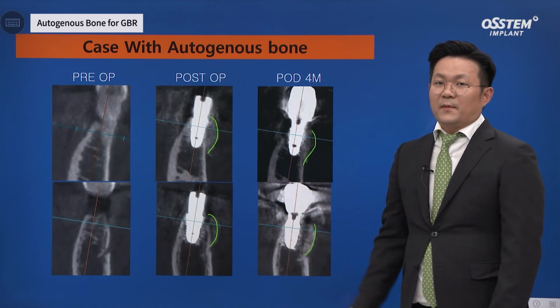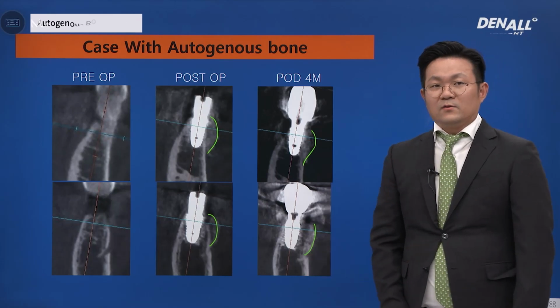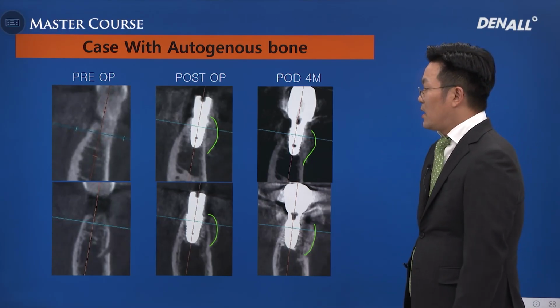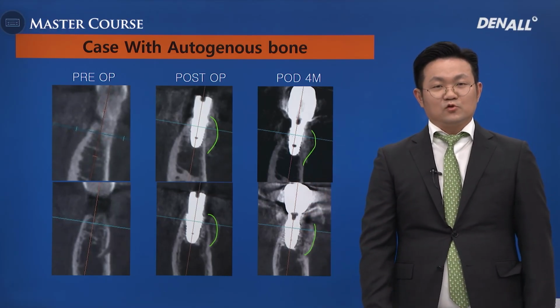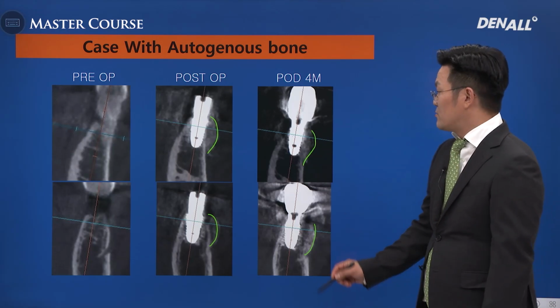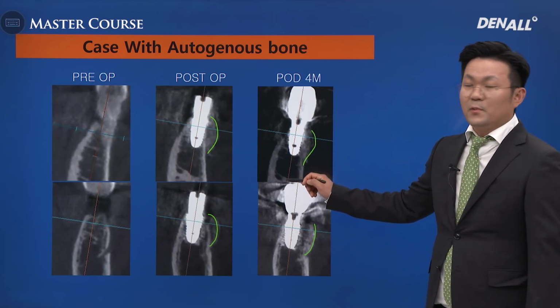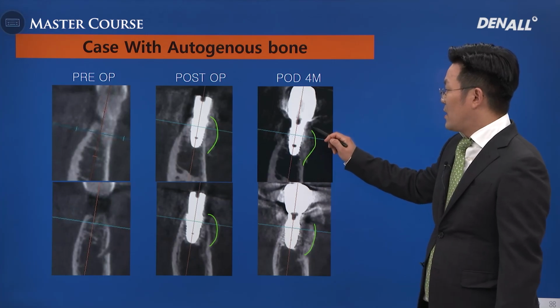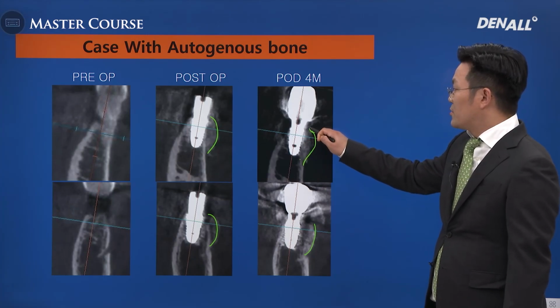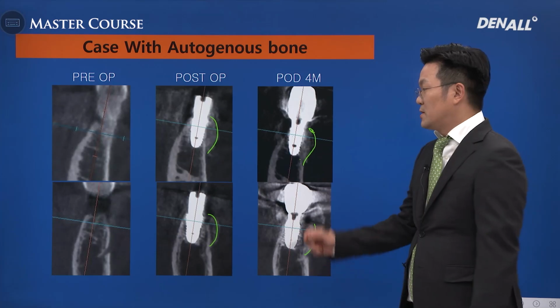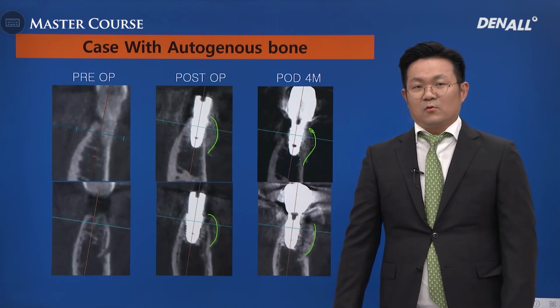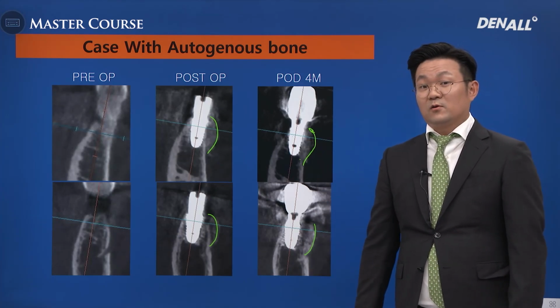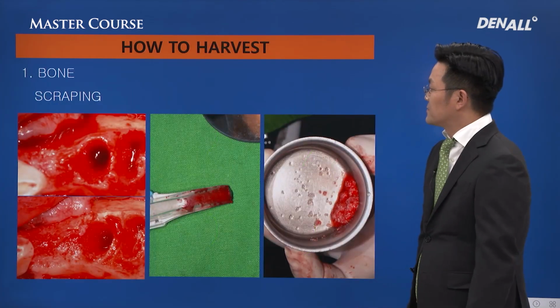I believe if we had used the xenograft alone at this site, the bone would not have been formed this well. It was mixed with autogenous bone, so the native bone and bone marrow are connected in a fast way. So that helped the bone formation using autogenous bone.